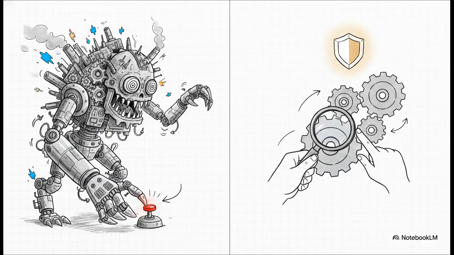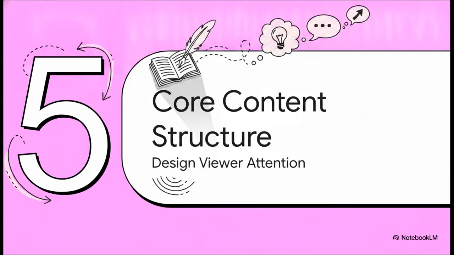Also, be super careful about misaligning autonomy and risk. You have to demonstrate agents handling critical tasks with appropriate human-in-the-loop oversight. You want to show your viewers that you understand how to build systems that are safe, reliable, and fundamentally sound. Next up, Section 5, structuring your core content, or as I like to call it, designing viewer attention.